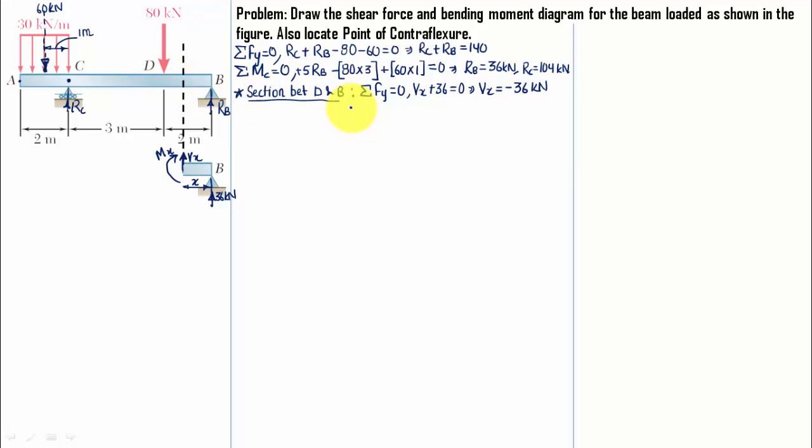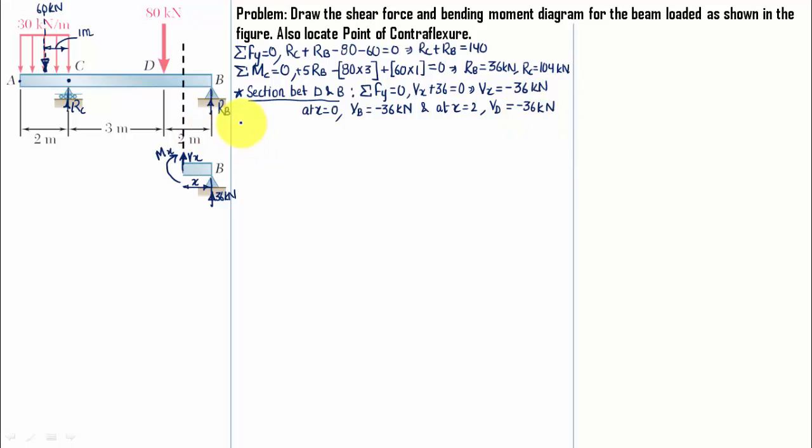So at X is equal to 0, we are going to find the shear force at B. The value of shear force is going to be equal to minus 36 kN, and again at X is equal to 2 meters, we're going to find the value of shear force at point D, which again will be equal to negative 36 kilonewtons.